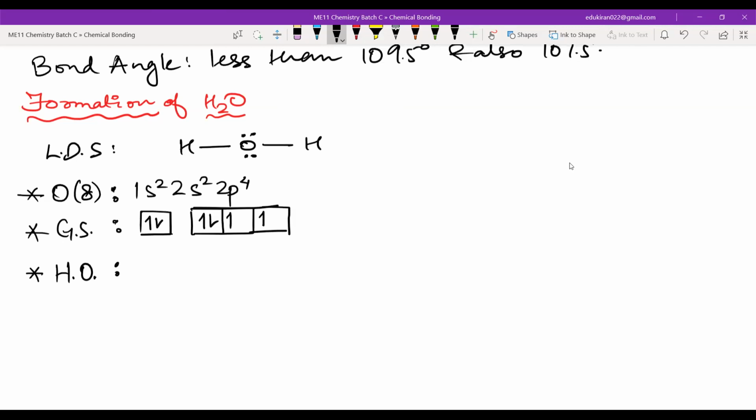Not lone pairs. Now you will ask about how many unpaired electrons the oxygen has. Tell me, how many unpaired electrons does oxygen have? Unpaired 2. Now it has 2 bonds and 2 unpaired electrons. That means, does it need more unpaired electrons? Yes or no? No.